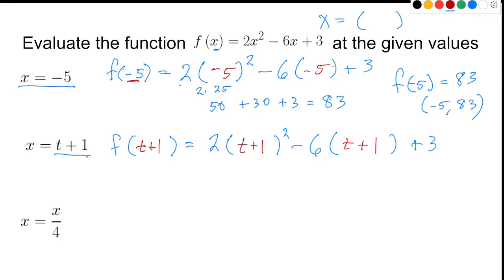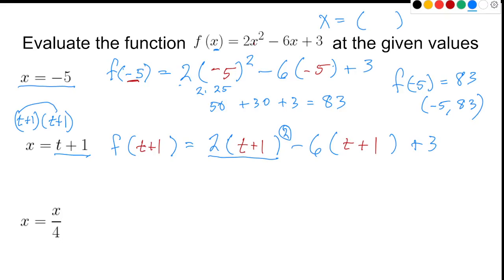And now we need to do the math. One of the things we notice is this first one, it's squared. So we have to FOIL out t plus 1. Maybe on our scratch work somewhere, we'll come over here. It's really t plus 1 times t plus 1, right? And we're going to need to FOIL that out.